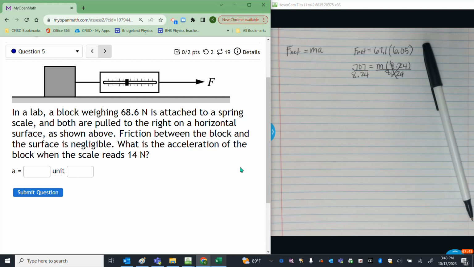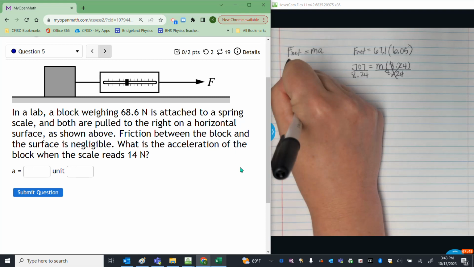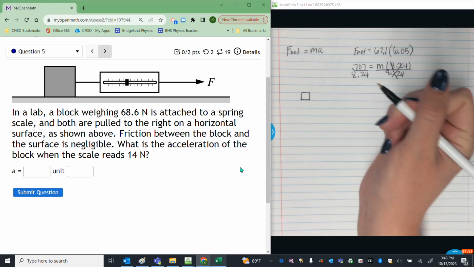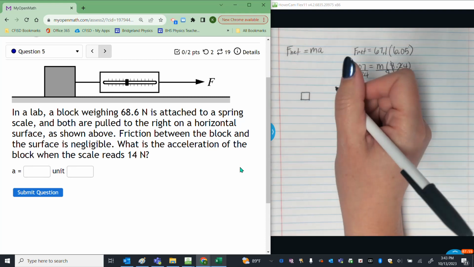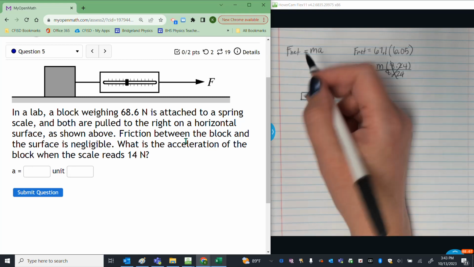So before I can actually solve this problem, and anytime you're trying to work out a problem like this, where you have a lot of information, start with a free body diagram. I know looking at this that I have many forces acting on the block. Ultimately, I do need to be examining the forces on the block because I'm looking for the acceleration of the block. So I want to know what forces are acting on it.